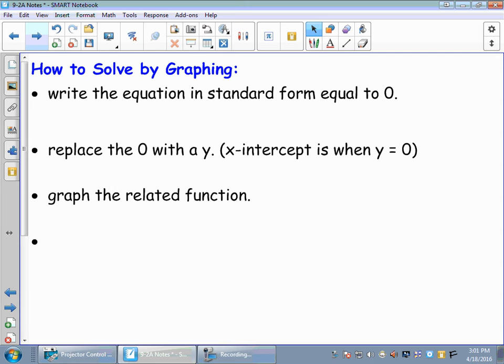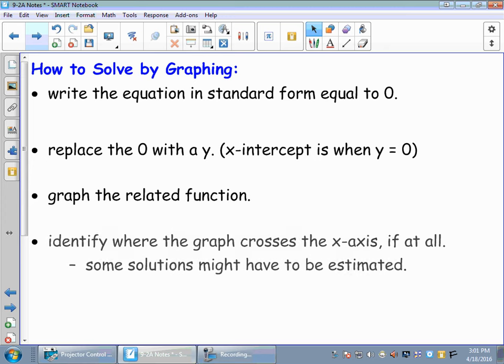You're going to graph the related function, and we're going to identify where the graph crosses the x-axis, if at all. If it doesn't, then it's no solution. And sometimes we might have to estimate, so we'll say it's between 2 whole numbers. That's all we have to do there. You can always refer back to this as a checklist.